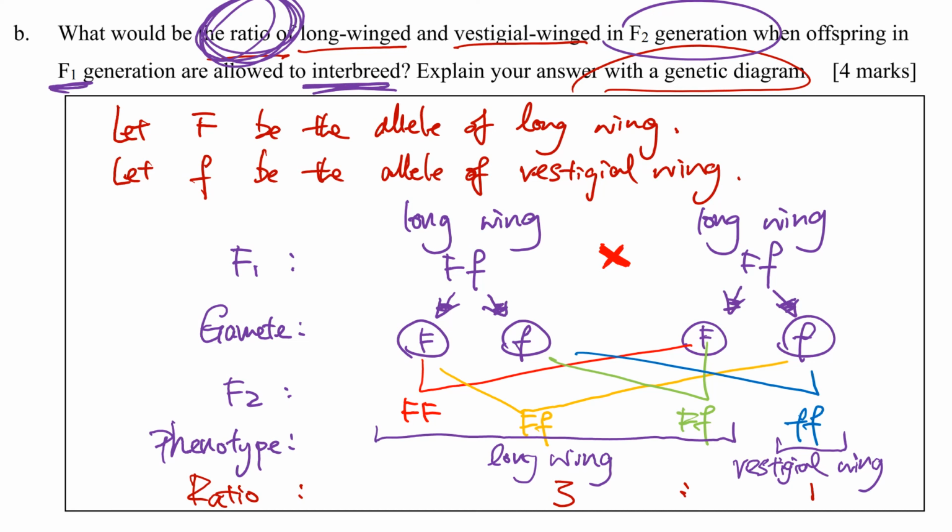So how do you get the marks? You are going to get the marks like this. For the letters, you will get 1 mark. And then for the offspring, first generation, and then gametes, you will get another mark. And then after that, for the F2 and phenotype, you get another mark. Last but not least, you tell me about the ratio, you get the final mark. So you get 4 marks in total for question B.